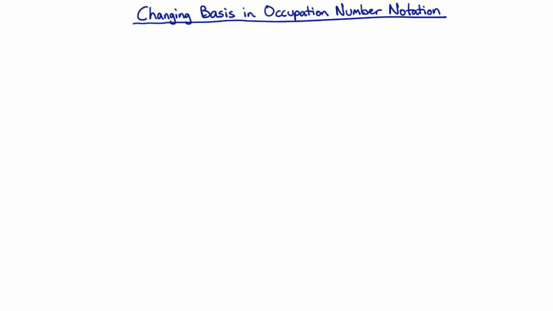It may not be necessary for understanding the fundamentals of quantum mechanics, but in order to do calculations, we really do have to change basis. So how do you change basis in occupation number notation?